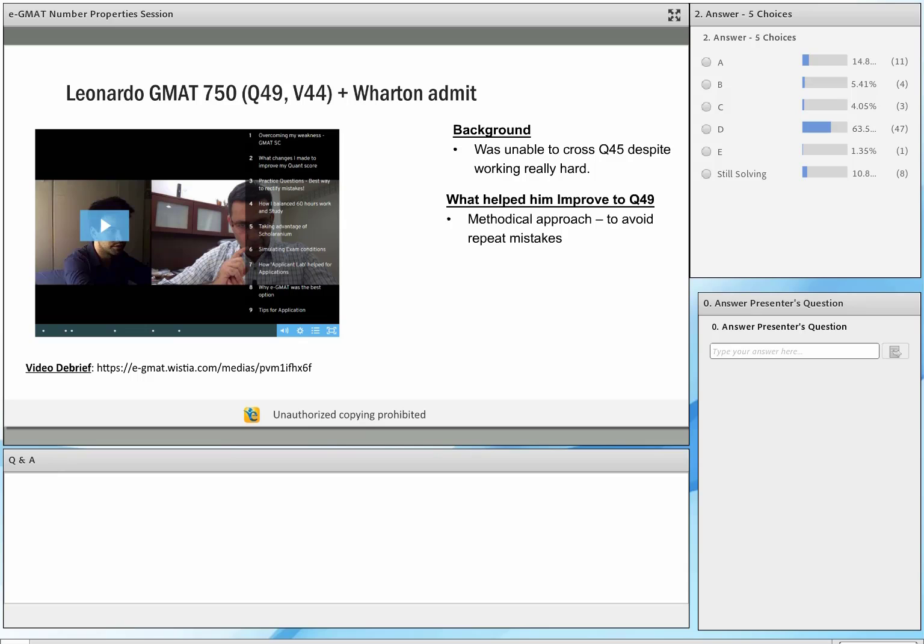Now, to improve beyond Q45, he adopted a methodical approach. He started consciously focusing on constraints. Again, the stuff that we saw in the session today, you need to apply constraints. You need to identify constraints. And again, applying constraints is one of the process skills that you need to work on.